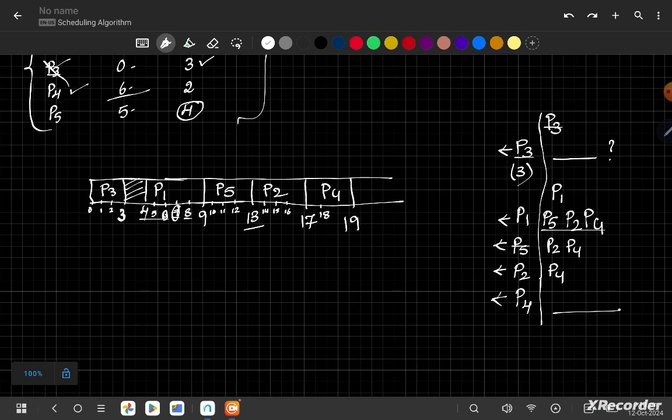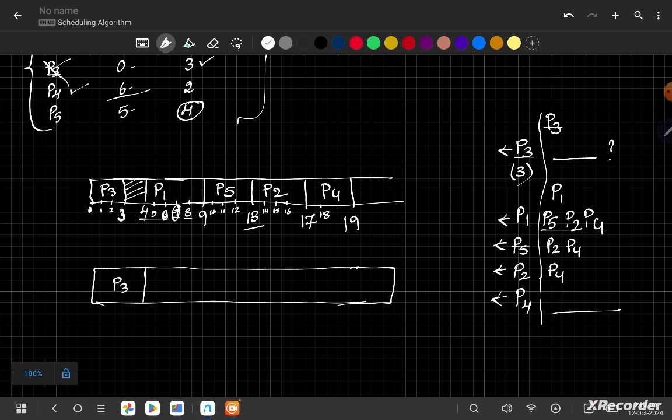So it is fine if you write a proper Gantt chart after the final calculation. So first, P3 went from when to when? 0 to 3 milliseconds, P3. Then for 1 millisecond we were idle. That means the CPU was idle since there was no process to give the CPU to. So from 3 to 4 milliseconds my CPU was idle.